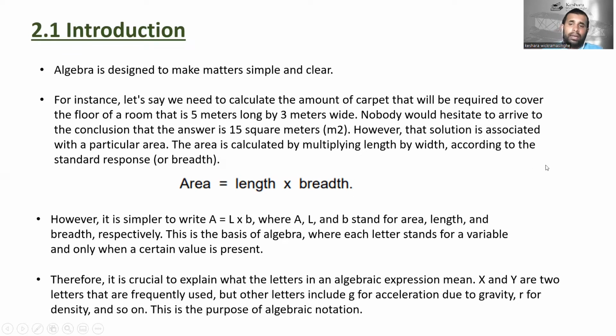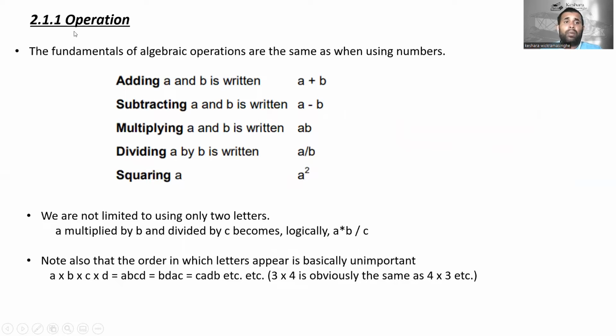All right, so let's go to the operations. The fundamentals of algebraic operations are the same as when using numbers. For example, adding A and B is written as A plus B. Subtracting B from A is written as A minus B. Multiplying A and B is written as AB. Dividing A by B is written as A divided by B, and squaring A is A to the power 2. So this is the normal law.